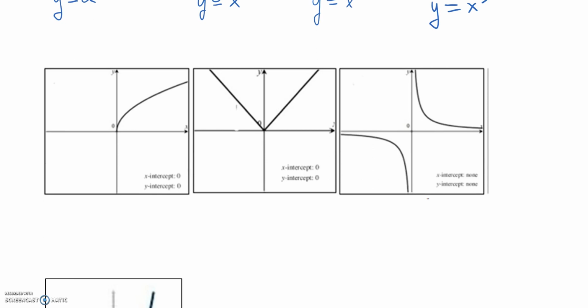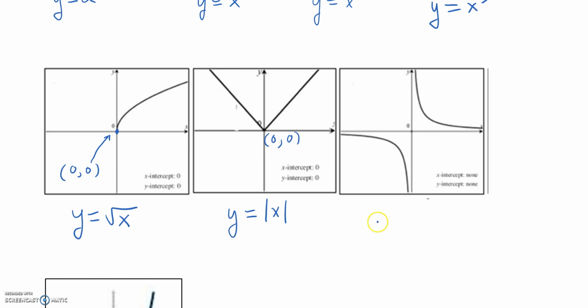The next graph is going to be the square root function, which will be y equals the square root of x. And just like the last two, the critical point that we're going to look at is 0, 0. Next one is going to be the absolute value function, y equals the absolute value of x. Critical point being the same as the last ones, 0, 0.